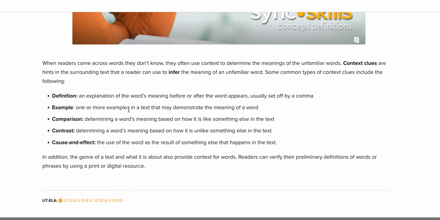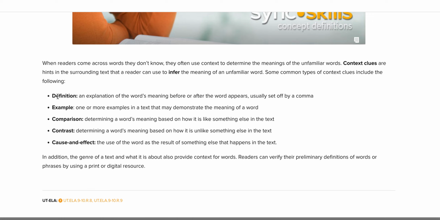Second one, example. One or more examples in a text that may demonstrate the meaning of a word. The next one is comparison, determining a word's meaning based on how it is like something else in the text. And then the opposite of that would be contrast, determining a word's meaning based on how it is unlike something else in the text. And then finally, cause and effect, the use of the word as a result of something else that happens in the text.